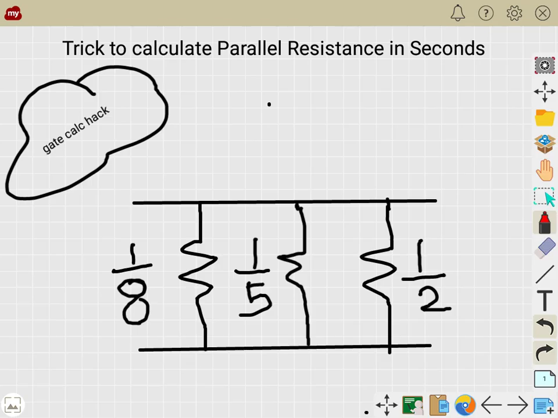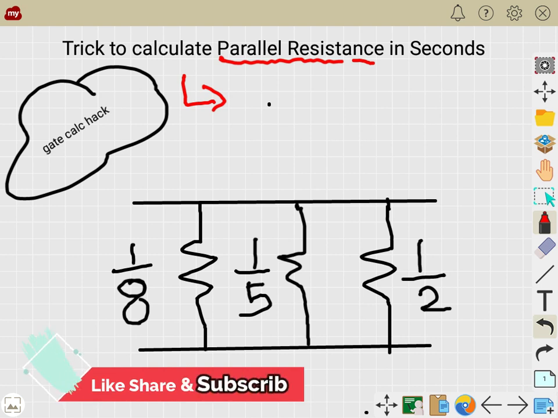Hello friends, today we are going to see the trick to calculate parallel resistance sums in seconds. Yes, you heard right. First, let's see the contents we are going to cover in this video. First, we are going to see the trick where we don't require any calci. This is the basic trick applicable for all exams.